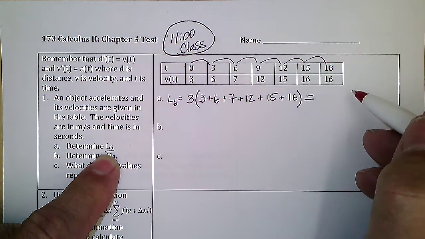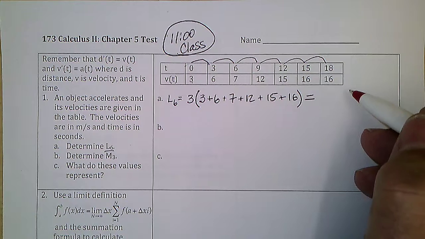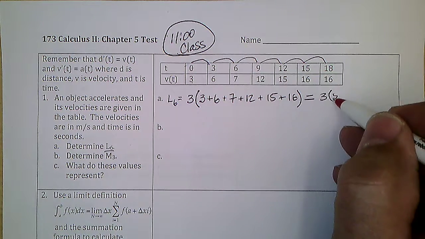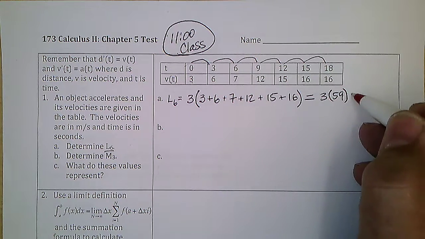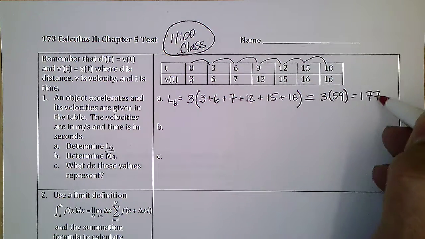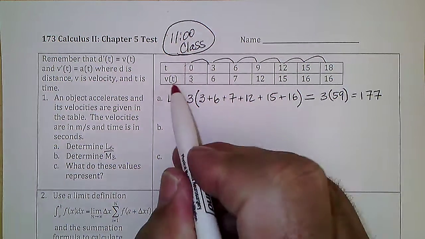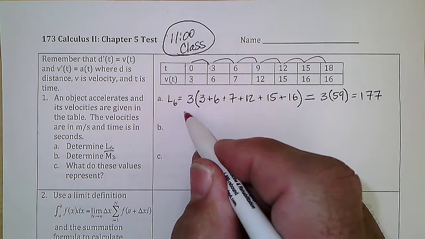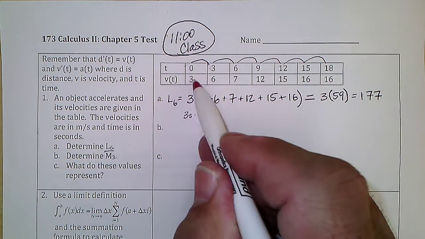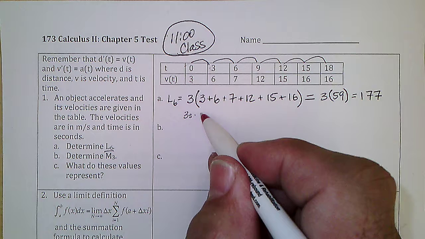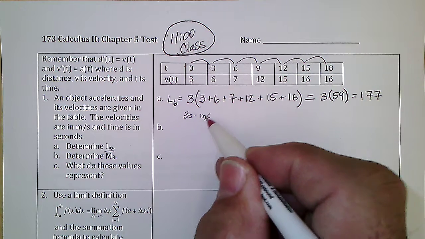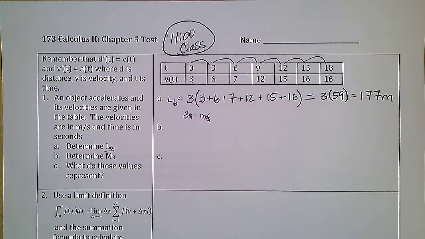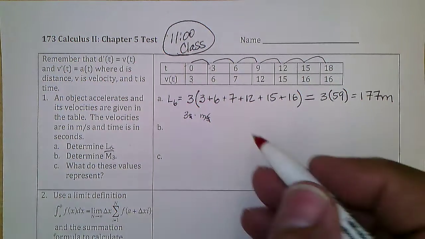And this works out to be, let's see, instead of me taking the time, you should be able to do this. It comes out to be 3 times 59, which is 177, and we should put units on this. Now, the 3 is a change in time, 3 seconds times, and these heights are velocity, which is in meters per second. So the seconds cancel out, and we get meters as the distance or displacement.